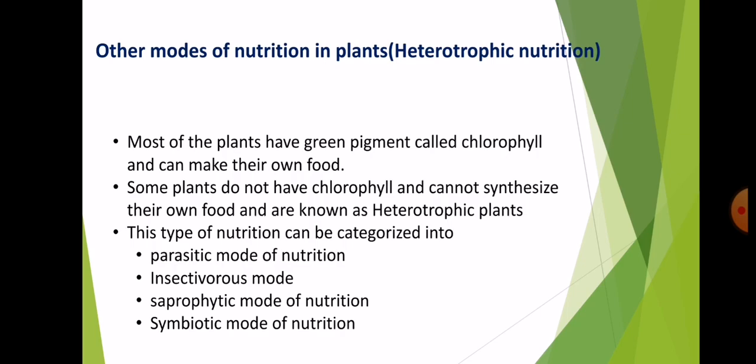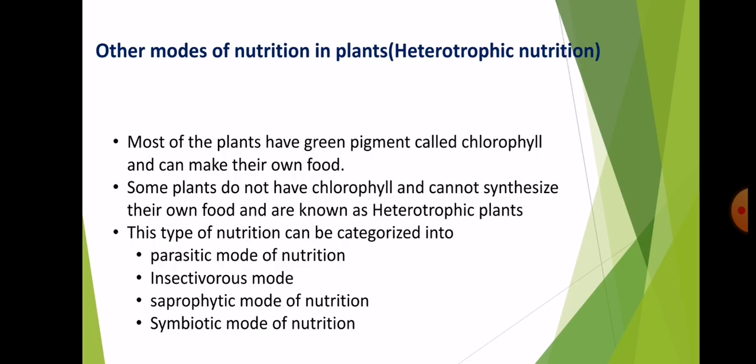So we have studied that plants contain chlorophyll, and with the help of chlorophyll, sunlight, and raw products like water and carbon dioxide, they produce carbohydrate and release oxygen. This is the photosynthesis process. So plants that have chlorophyll can perform photosynthesis and make their own food.